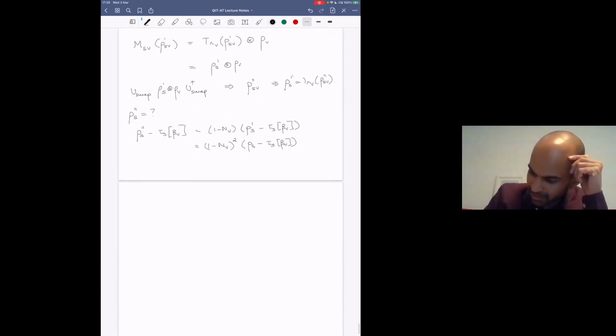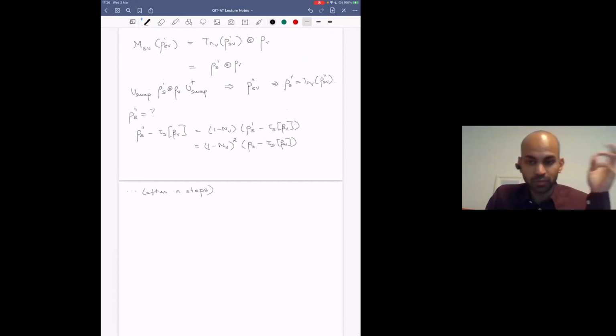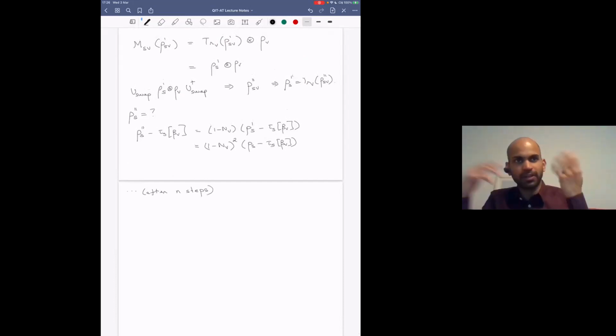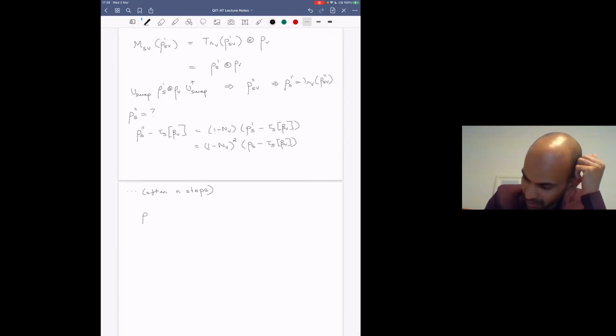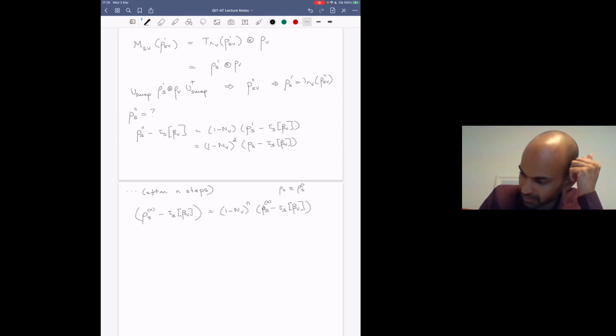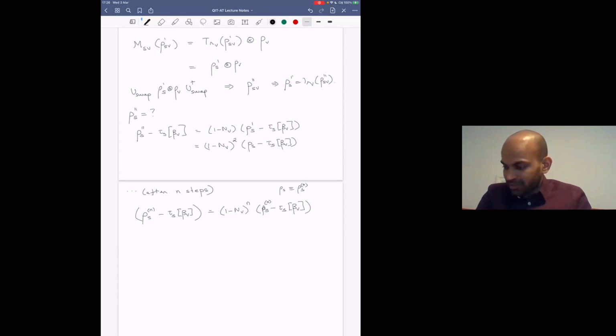And as you can imagine, after n steps, if I repeat this n times, so I swap, then I reset V, and I swap, and I reset V, and I keep doing this n times, I'm going to get that rho S after n steps minus tau S beta V is going to be given by 1 minus NV to the power n, sorry, times the original difference, rho S minus tau S beta V. I can also call this rho S0 to signify that it was the state right at the beginning, before any steps had been applied.